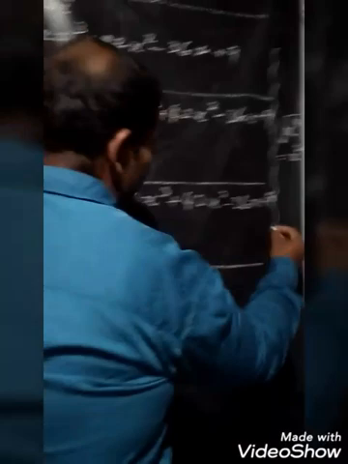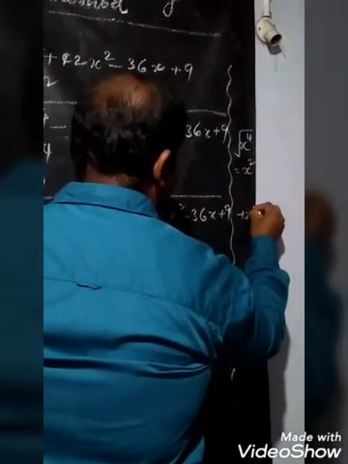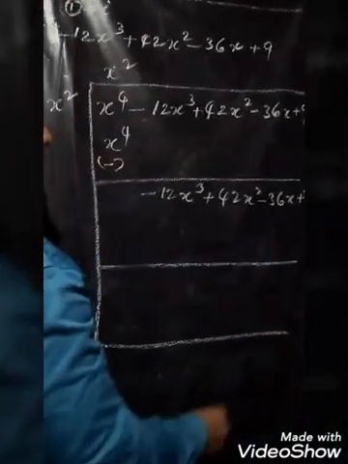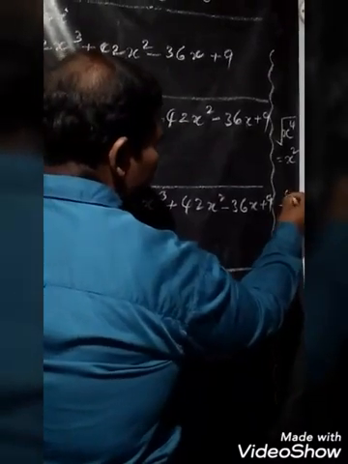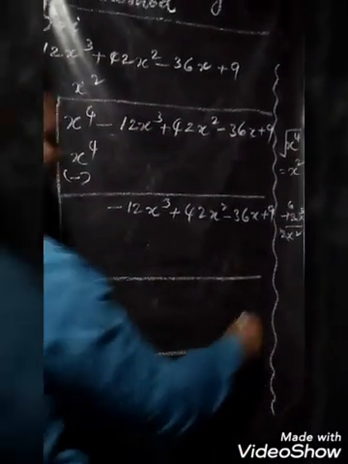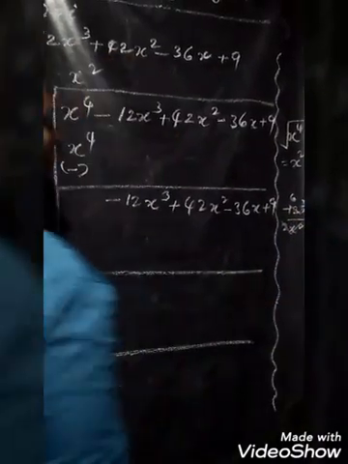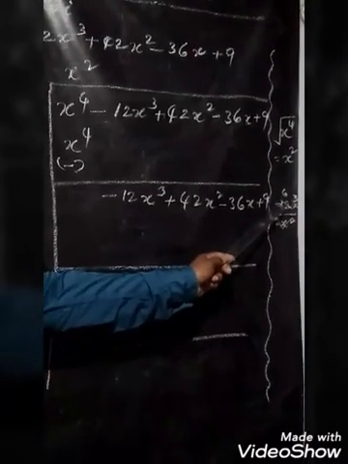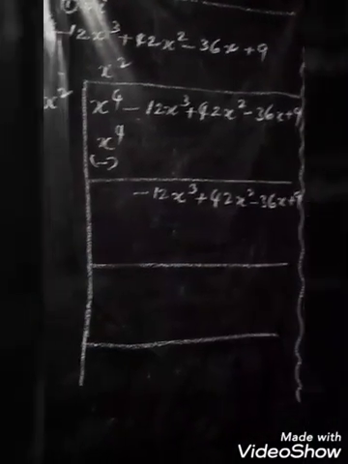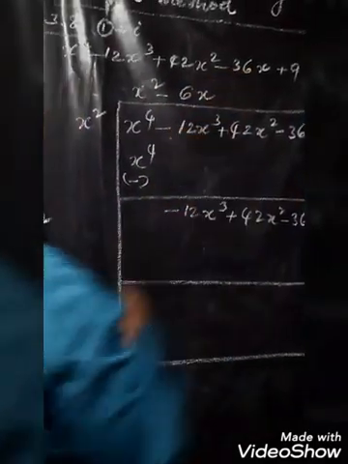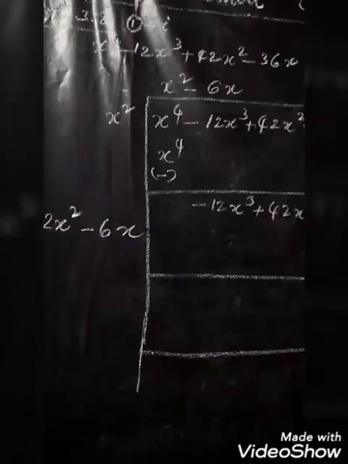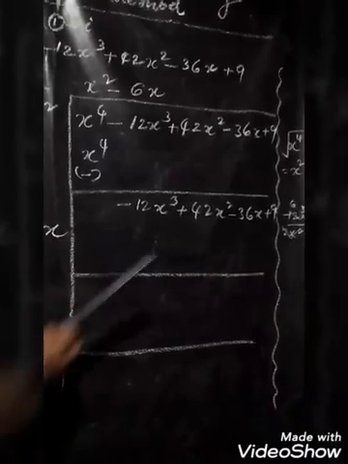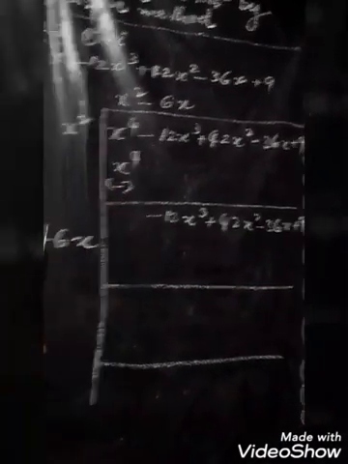So let's see that: minus 12x cube divided by 2x square. 2 goes into 12 six times, and x square into x cube leaves 1x. So you get minus 6x. We write that minus 6x here, and at the same time here also minus 6x. After that, multiply this minus 6x by these two terms.